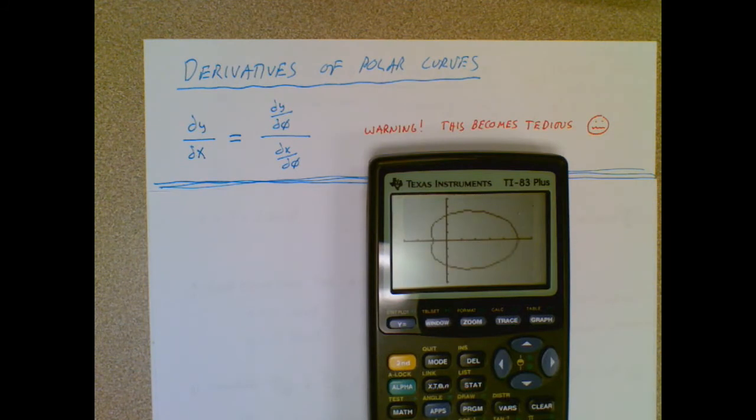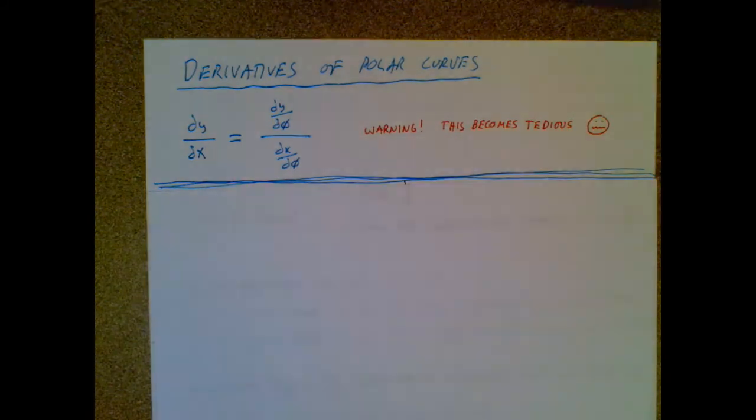Well, what you'll notice is that thing has a lot of changing slope. Some wild and crazy things happening. I see horizontal tangents, vertical tangents, all sorts of stuff. Well, if this thing has a slope, then it must have a derivative, and that's what this video is for.